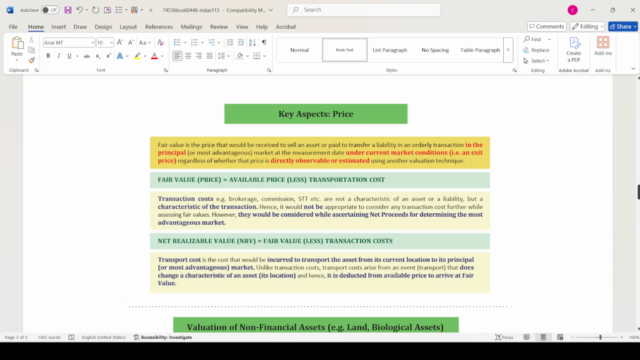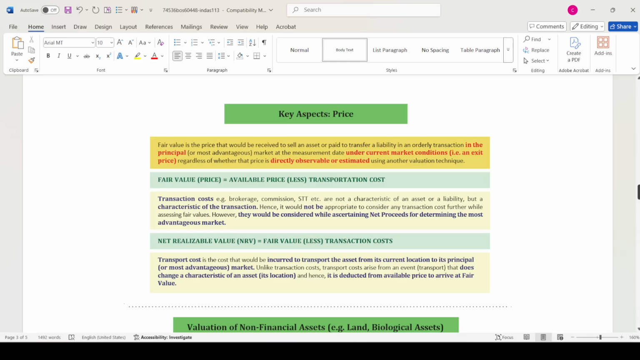Why do we need to consider transportation cost? What is the logic the standard gives? Transportation cost is necessary for selling the asset, right? It changes the location and condition of the asset. Suppose there is a commodity; in order to sell that commodity, you have to take it to a particular location. So it changes the condition and location of the asset, so it is a cost related to the asset. That is why, while determining the fair value, we deduct from the available price the transportation cost. However, we should not deduct transaction cost.